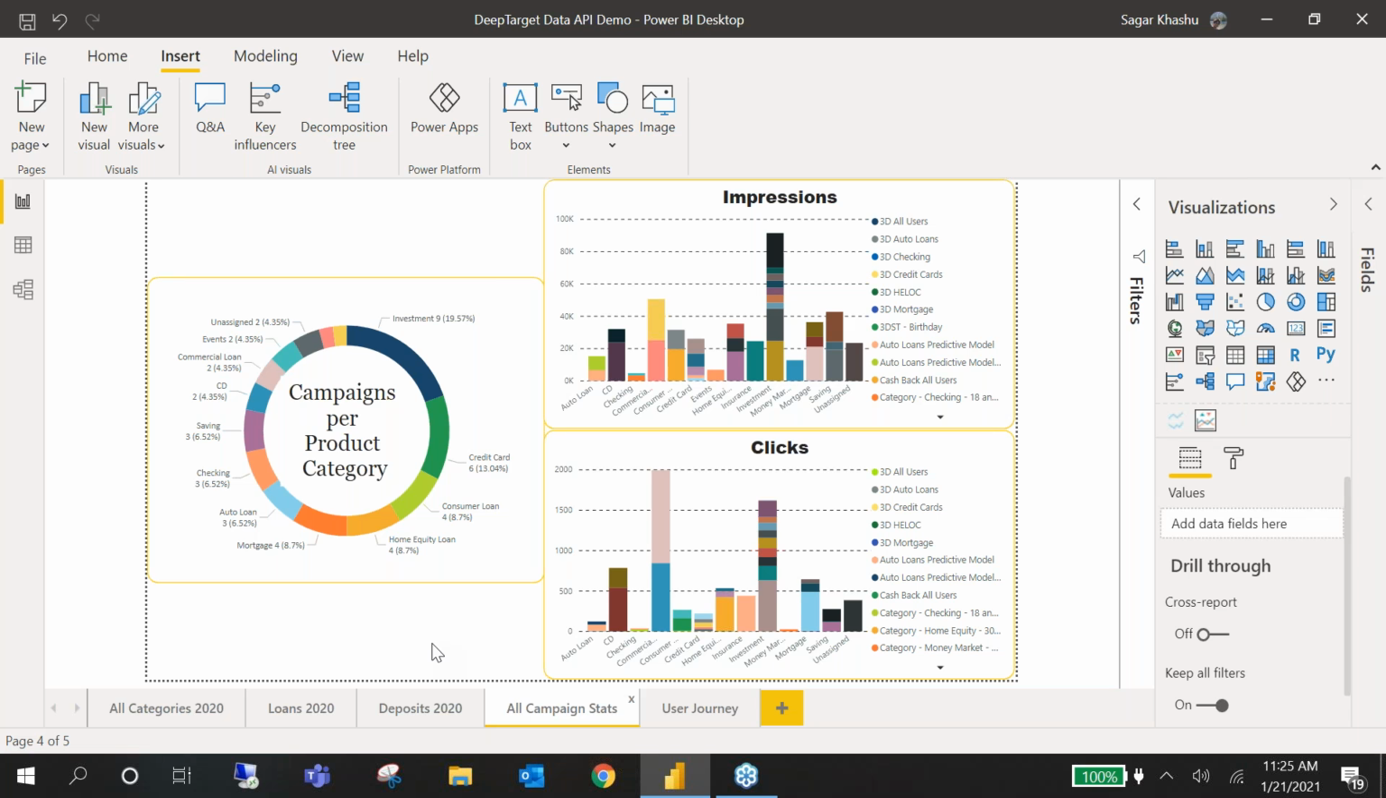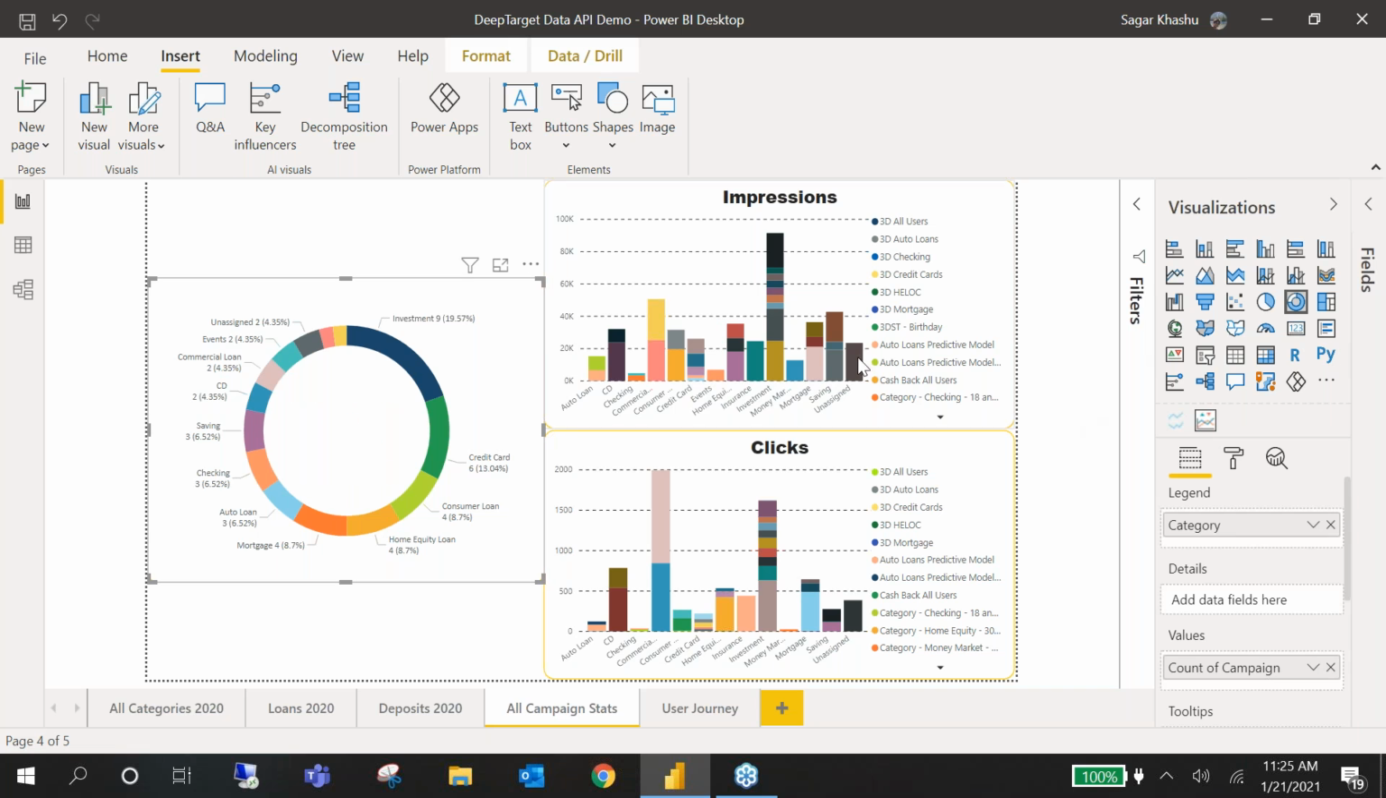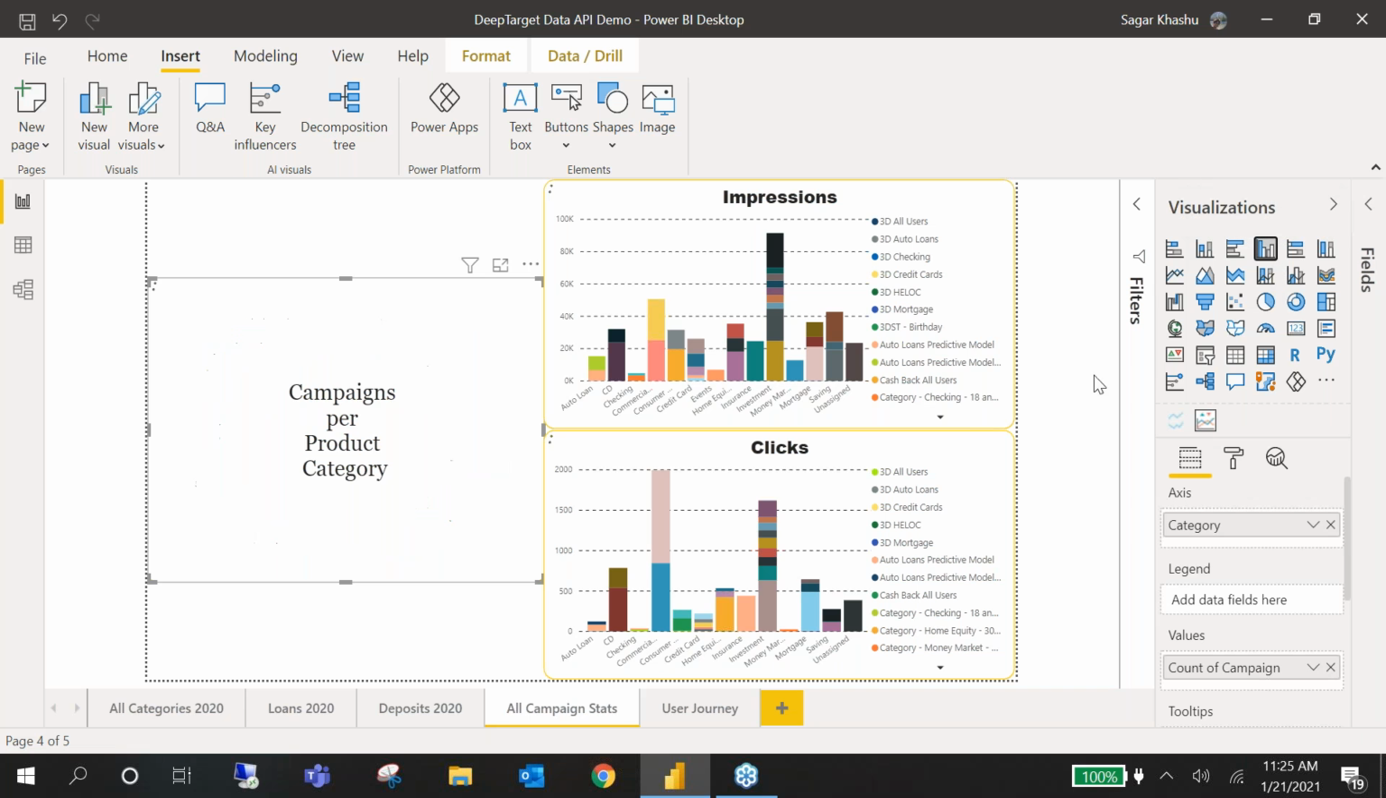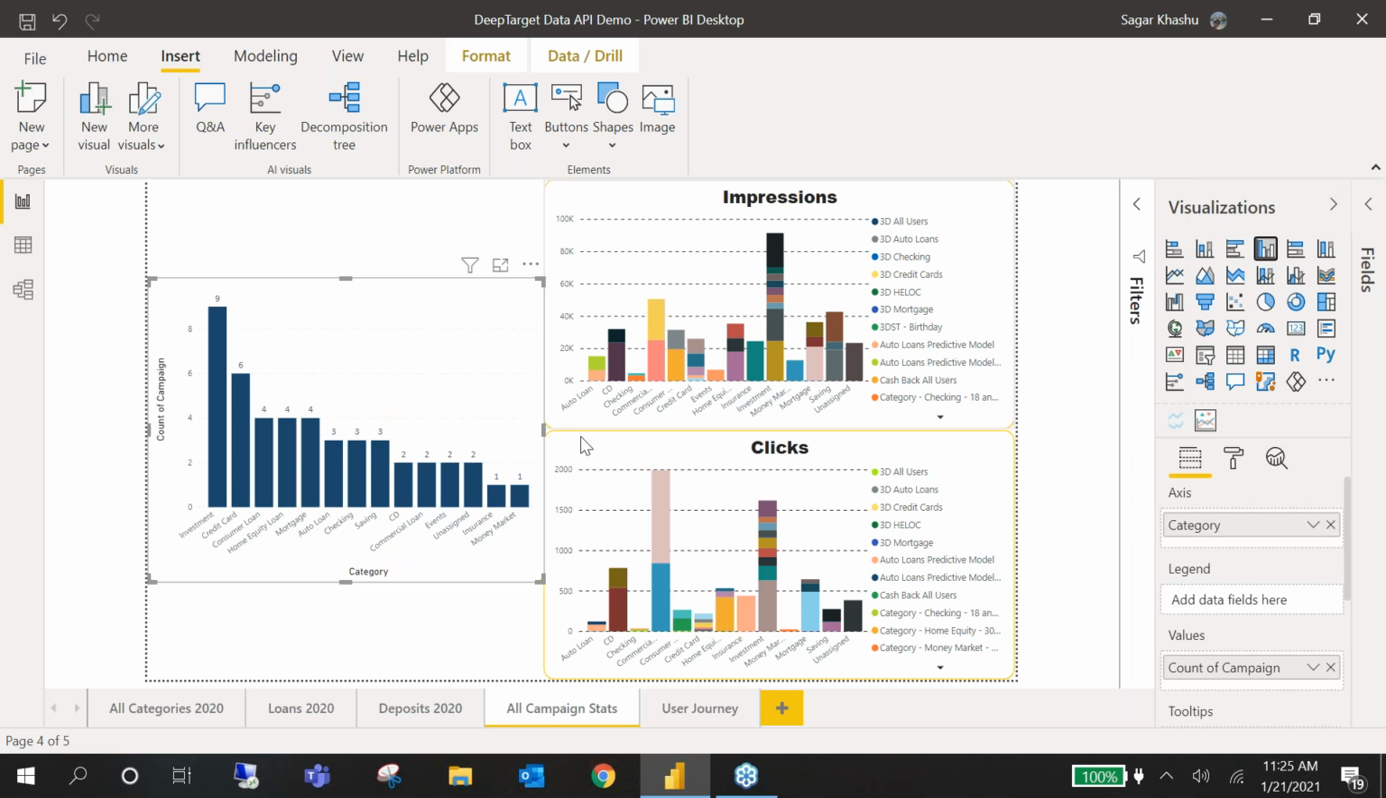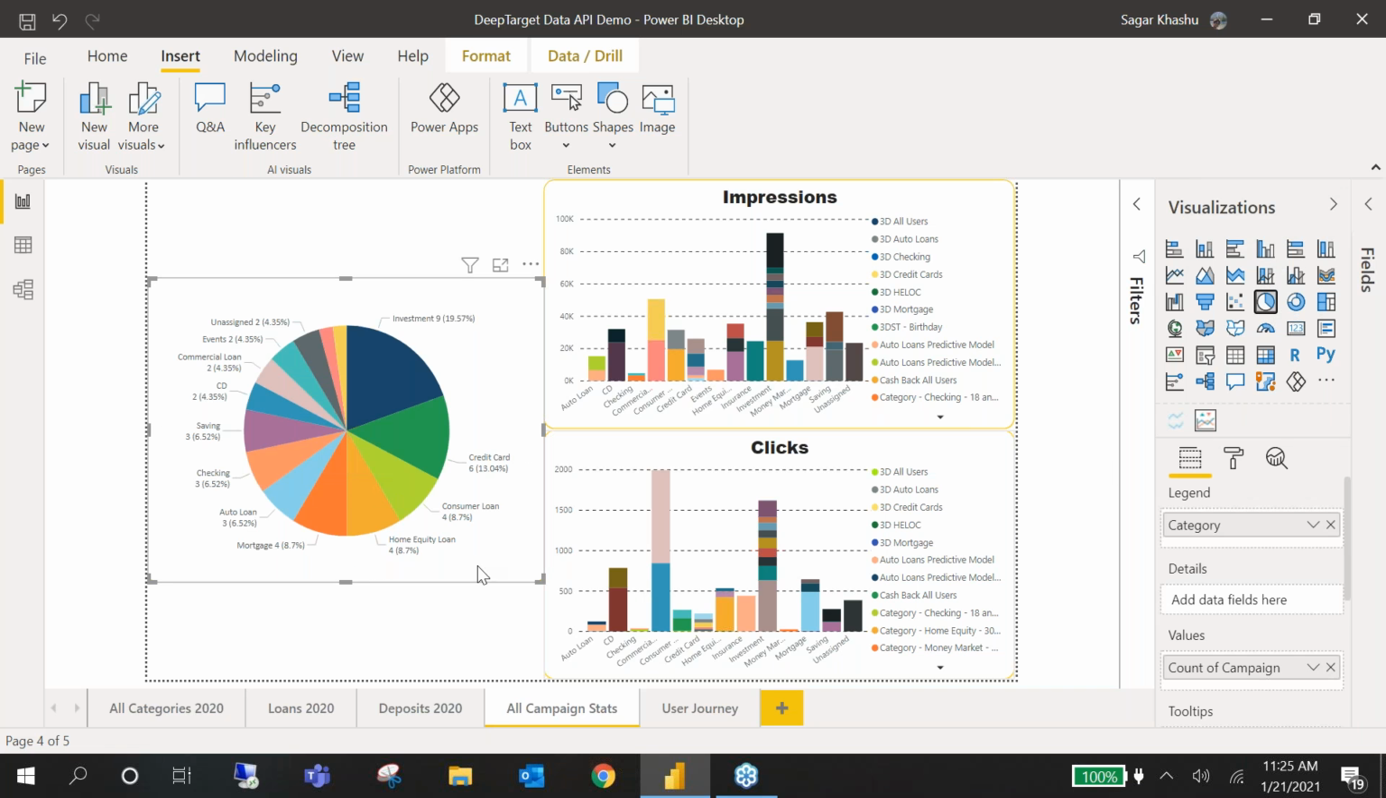Can you show us a little bit of how you could do that? Absolutely. Power BI does offer a lot of flexibility in terms of visualization. If I want to change any specific visual, I can do that on the fly. For example, I can change this from a donut chart into a bar graph, or maybe into a pie chart. All of those visual aspects can be tweaked.